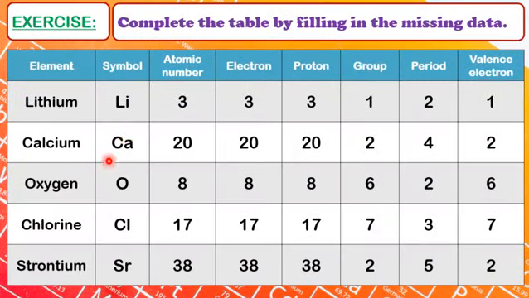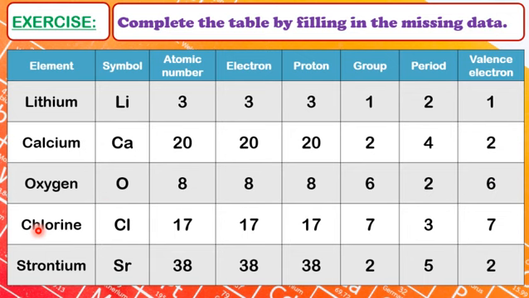So calcium, symbolized by Ca, has 20 atomic number, which means electrons number are 20 also, the protons are also 20. It belongs to column 2, which means group 2, having 2 valence electrons since it is group 2. It belongs to period number 4 or in row 4. Oxygen is symbolized by capital O, 8 atomic number, meaning 8 electrons and 8 protons. It belongs to column 6, which is group 6, meaning to say there are 6 valence electrons. It belongs in row number 2, meaning period 2.